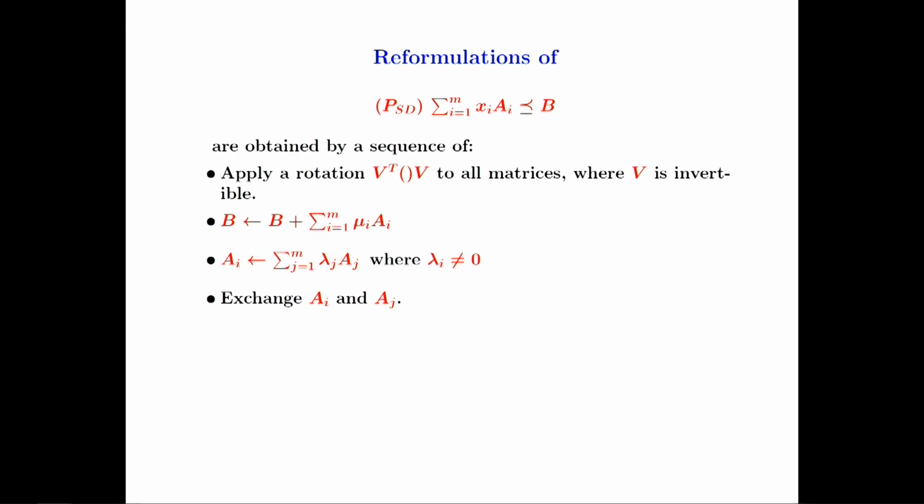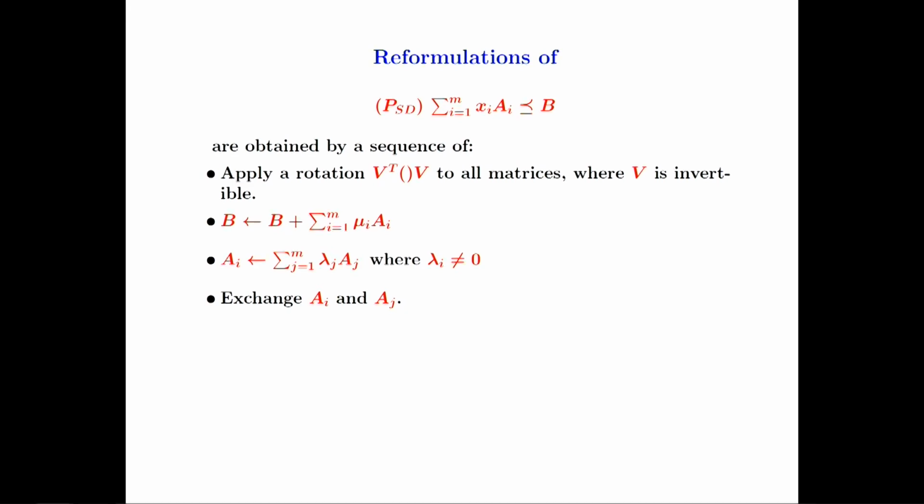The second, I can translate the right-hand side. I can replace the B by the B plus summation AI BI. I can do a transformation on the AIs. I can replace an AI with a combination of the AJs, and I make sure that the lambda is non-zero, just to make sure that this operation is reversible. And I can switch an AI and the AJ, right?